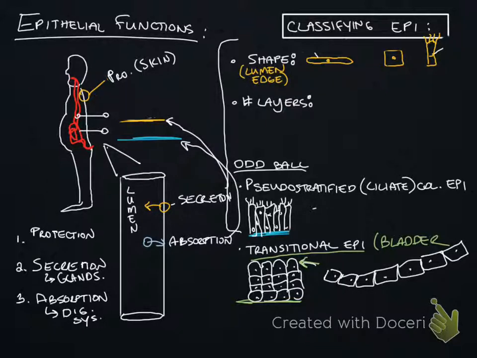And that is why they call it transitional. So they stretch out in this direction, allowing the bladder to essentially stretch. And now the epithelial tissue, instead of looking stratified here, looks simple. That's why they call it transitional epithelial tissue.